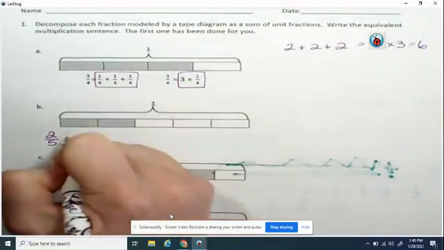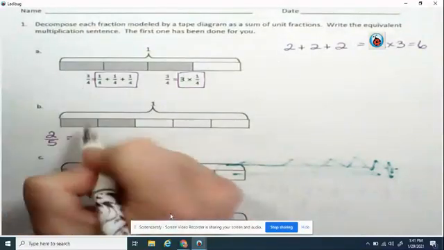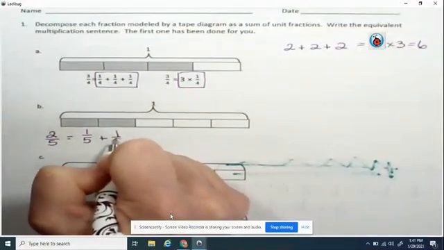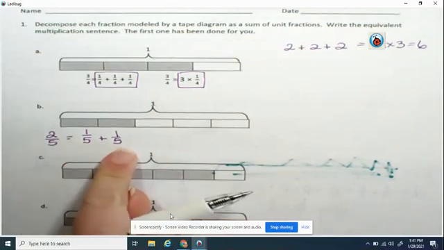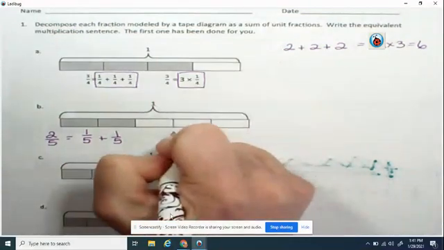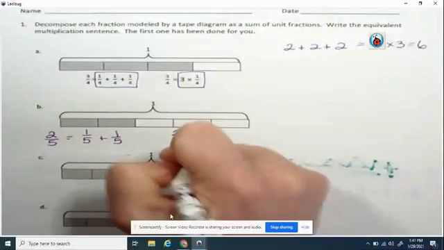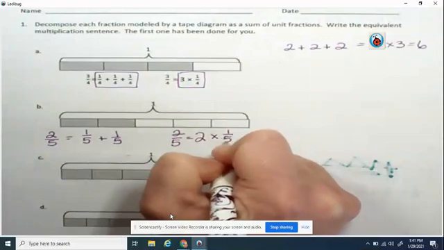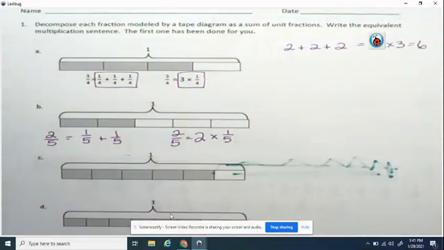All right, now if I write this as a unit fraction, I've got 1/5 plus 1/5. Okay, so 1/5 plus 1/5 is 2/5. 1 plus 1 is 2. Now if I write this as a multiplication sentence, I've got 2 times 1/5 because I've got 2 1/5s. All right, so let's do another one. See, not that hard once you kind of get it.